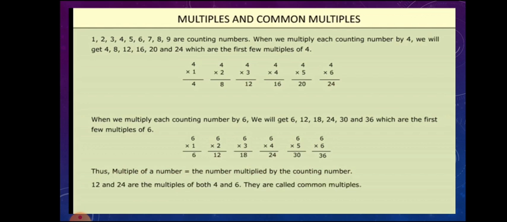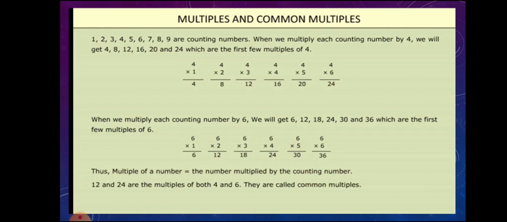Then when we multiply each counting number by 6, we get 6, 12, 18, 24, 30 and 36, which are the first few multiples of 6. Here also, 6 ones are 6, 6 twos are 12, 6 threes are 18, 6 fours are 24, 6 fives are 30, 6 sixes are 36. Thus, a multiple of a number is the number multiplied by a counting number.